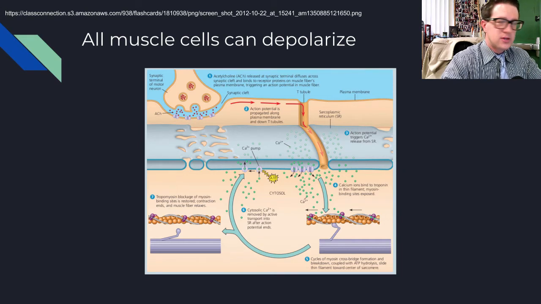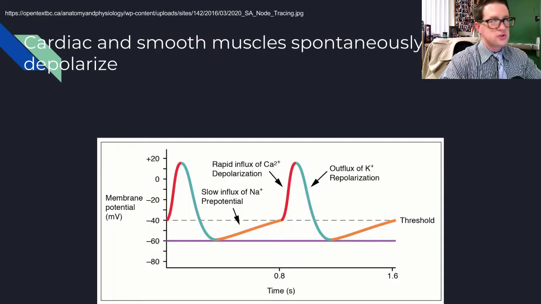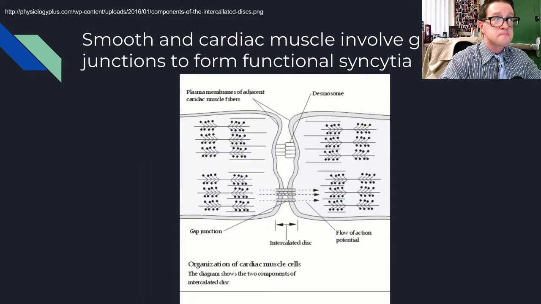When they depolarize, we release calcium ions. Calcium ions bind to the thin filaments, which allow for the thin filaments and the thick filaments to form cross bridges, which will then cause an action or a power stroke, thus shortening the muscle. When we look at smooth muscle and cardiac muscle, as I have also said, we notice that they can depolarize on their own, and part of that is due to a random influx of calcium ions.